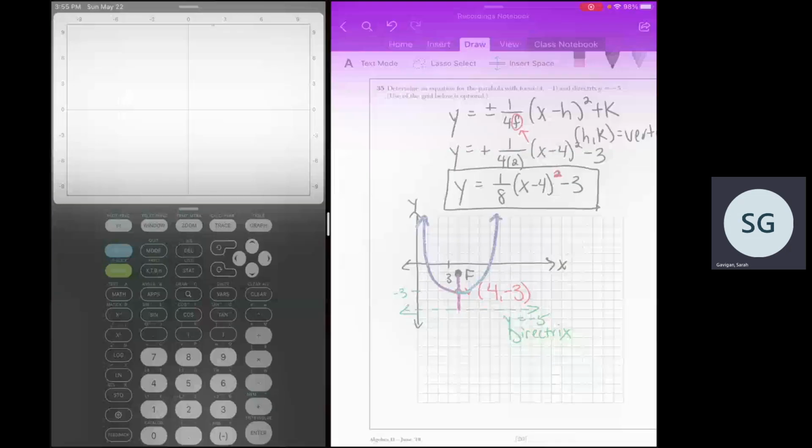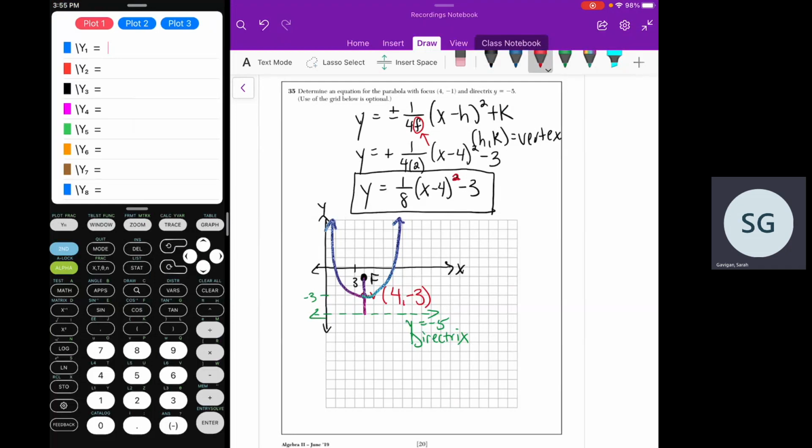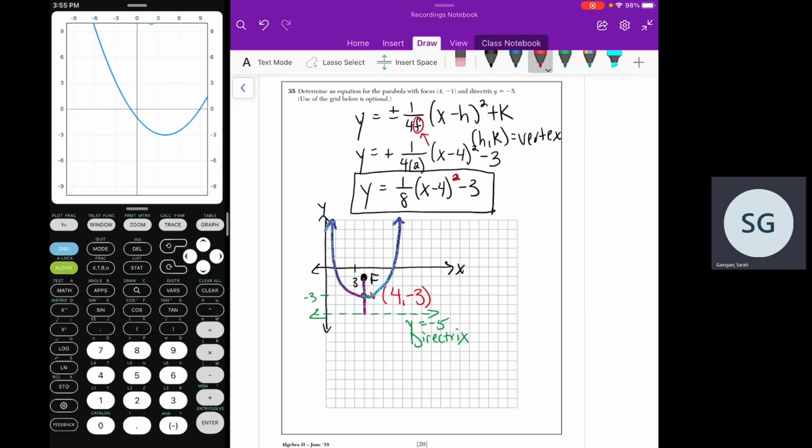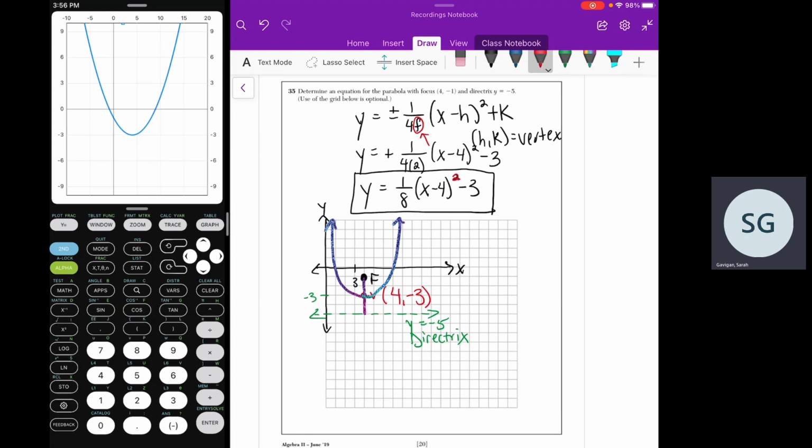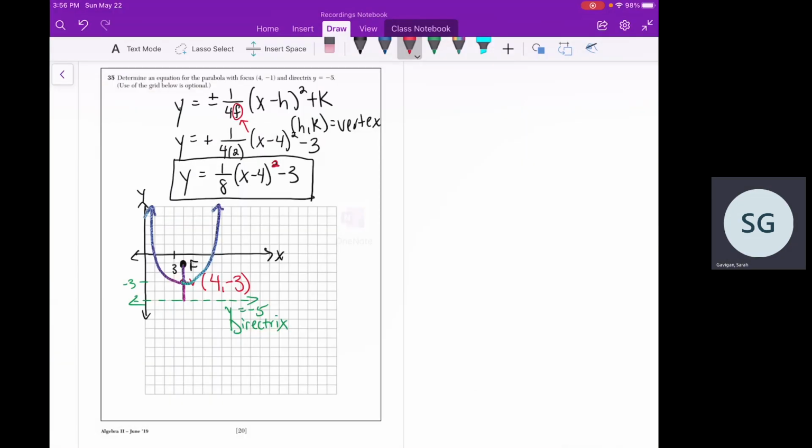It might be a good idea to type it into the calculator and make sure it's what we thought it should be. So 1/8 (x minus 4) squared minus 3. And I'll change my window. I'll just change my x max to, remember, an easy way to scale up is just to double things. And that seems reasonable. At least it's a parabola and it's facing the right direction. Okay. Next, we're going to go on to number 36.